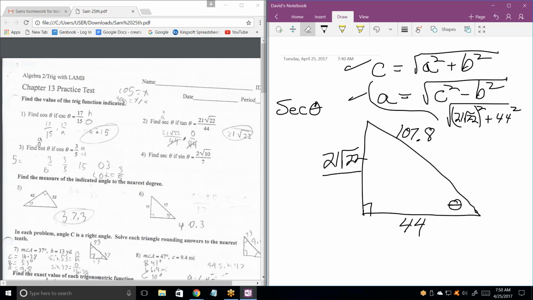All right. So what's the secant of theta? It should be 107.8 over 44. There you go. All right.